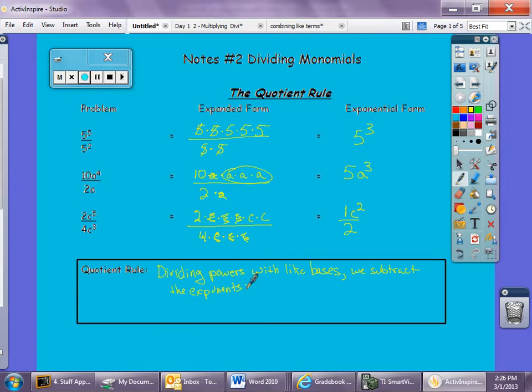What that means is, if I have a to the m divided by a to the n, it's going to be a to the m minus n. Another example would be if I have a to the 5th divided by a to the 2nd, it's going to be a to the 5 minus 2, which equals a to the 3rd. So that's our quotient rule. When we're dividing exponents, we want to subtract them.